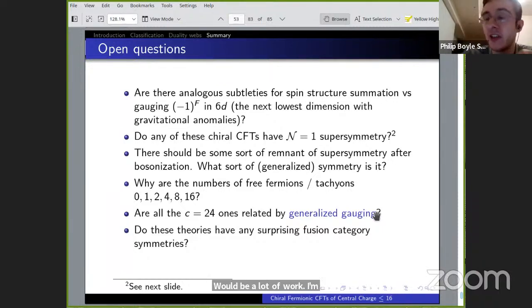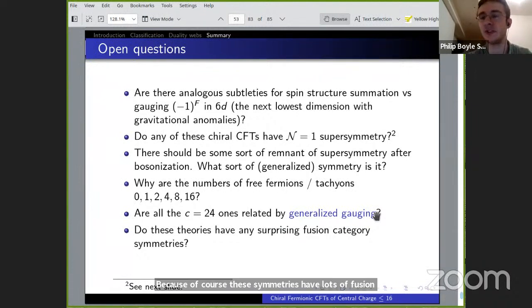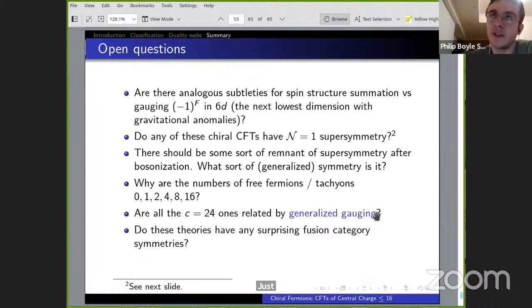And finally, do these theories have any surprising fusion category symmetries? Because of course these theories have lots of fusion category symmetry coming from their affine symmetry. But do they have any surprising extra fusion category symmetry? For example, Justin Kaidi's E8 duality defects in E8 level 1 paper was basically asking a special case of this question: what are the Tambara-Yamagami actions on E8 level 1? Well, you can generalize Tambara-Yamagami to any fusion category symmetry. You can generalize E8 level 1 to any chiral CFT, fermionic or bosonic. So that's an interesting question. There are tons of exotic fusion category symmetries that we don't know if they can act on CFTs, so we don't know an explicit CFT they act on.